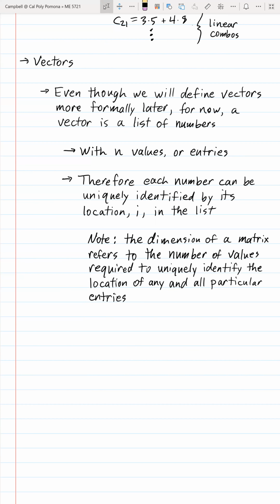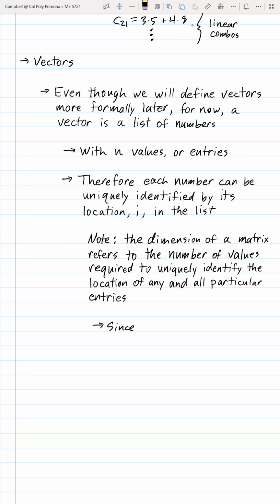On the other hand, this idea of a vector, where we're assuming that all we have is just a single list of numbers, that vector would only take a single quantity, in this case i, to identify which entry we're interested in that list. So clearly that means that a vector is a one-dimensional entity. So let's go ahead and get that down.